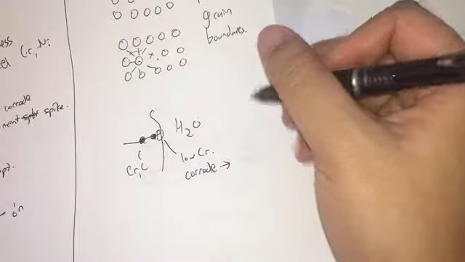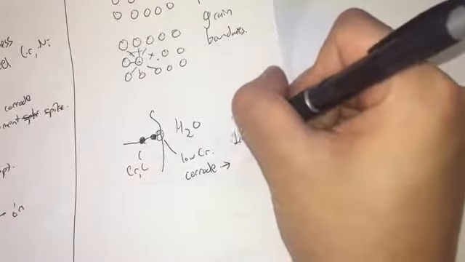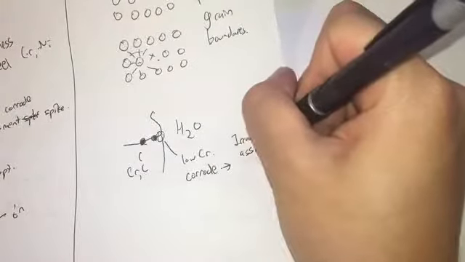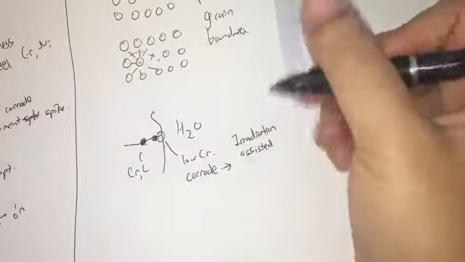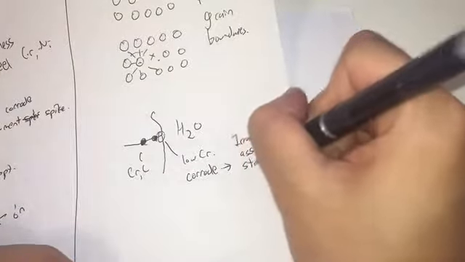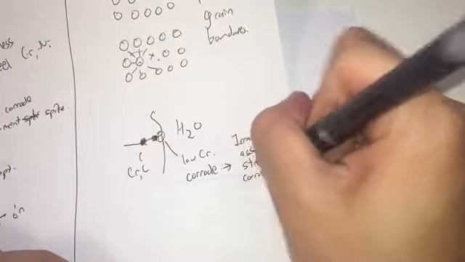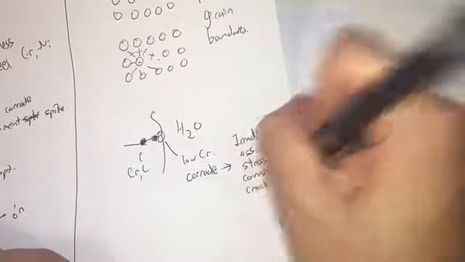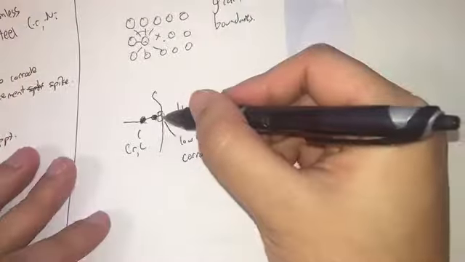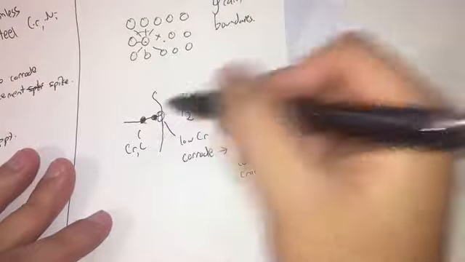This process we see here is known as irradiation assisted. Now this helps to create the process that's called irradiation assisted stress corrosion cracking. Alright, so here it's already started to rust.